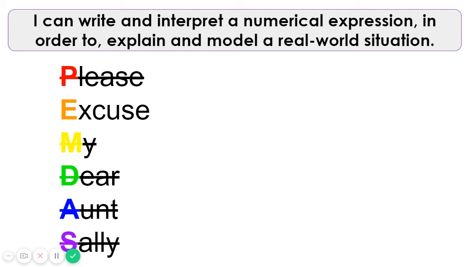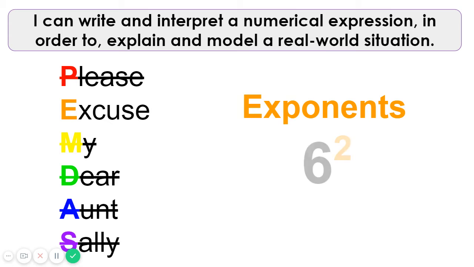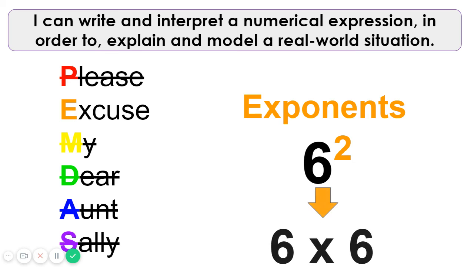And we have excuse, which stands for exponents. And exponents are the tiny little numbers that you sometimes see in the upper right-hand corner of problems. And all that exponent tells you to do is multiply that base number by itself that many times. So 6 to the second power, or 6 squared as you might hear it, is just 6 times 6. But you'll begin seeing exponents in 6th grade. We really don't mess with them in 5th grade.